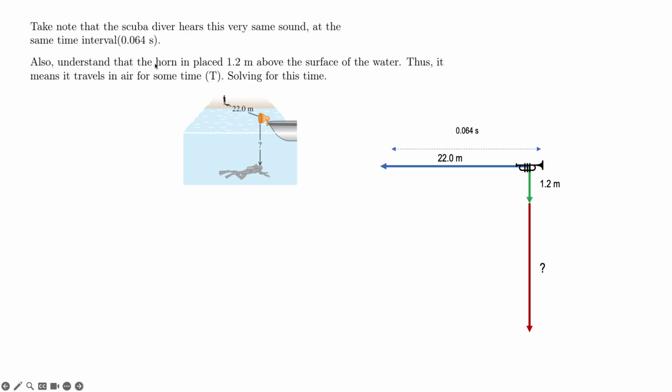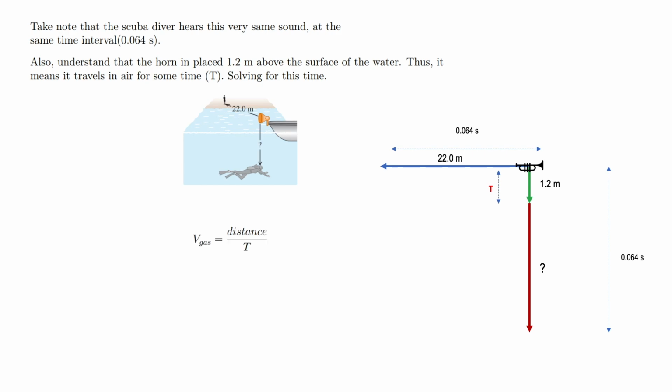And you have to understand that the sound produced by the horn has to travel some distance in order to reach from the air to the top surface of the water. So that means we have to solve for the time, denoted by capital T, and this is simply the time taken for the sound wave of the horn to reach just the surface of the water. And we are still moving in the same medium. In this case, the medium is air.